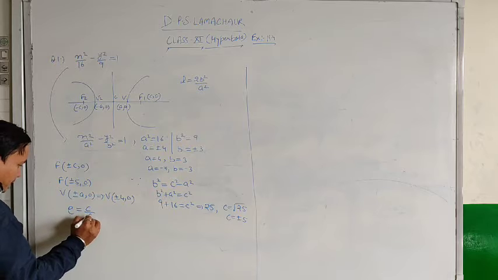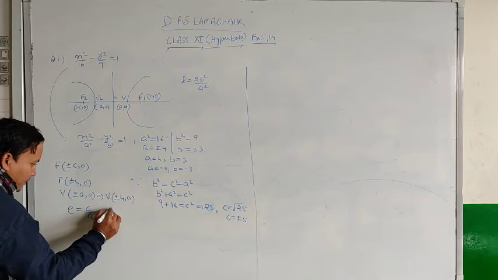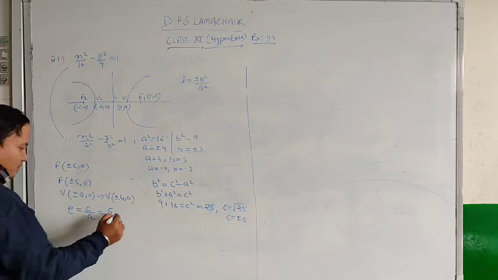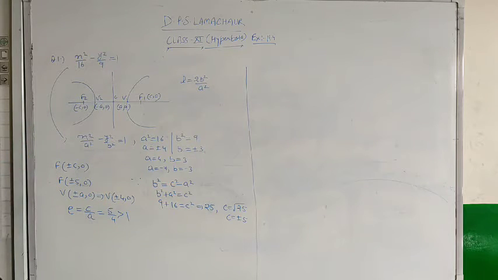Eccentricity is the ratio of c and a, so the value of c is 5, the value of a is 4, so it will be 5 upon 4, and it is definitely greater than 1.